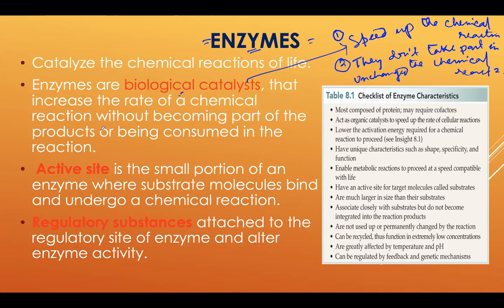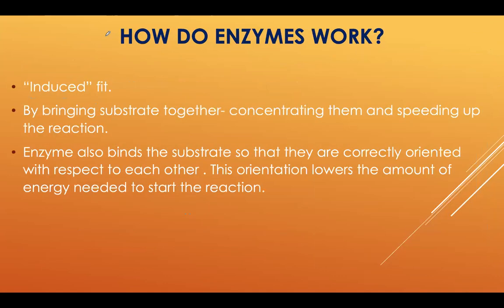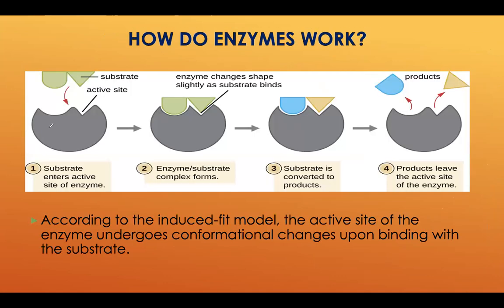Now, every enzyme has two parts. An enzyme has a specialized area, and that area is called the active site. Let's say this is an enzyme. Basically, it has two specialized areas. One is called the active site, and another specialized area, let's say over here, is the regulatory site.